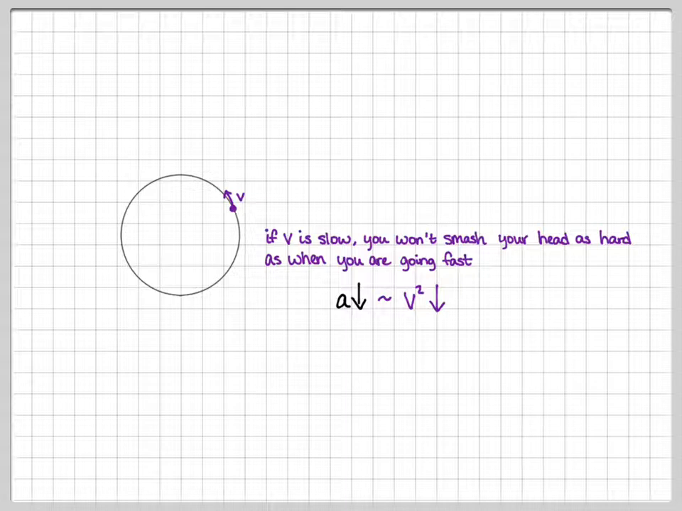Essentially what I'm saying is that as your velocity goes up, your acceleration is going to go up. As your velocity goes down, your acceleration is going to go down, and that relationship happens to be related to the velocity squared. So it has a huge effect on the acceleration.